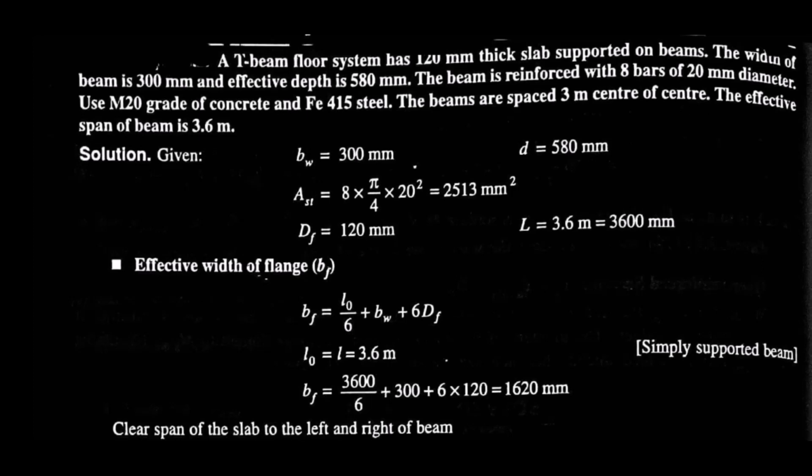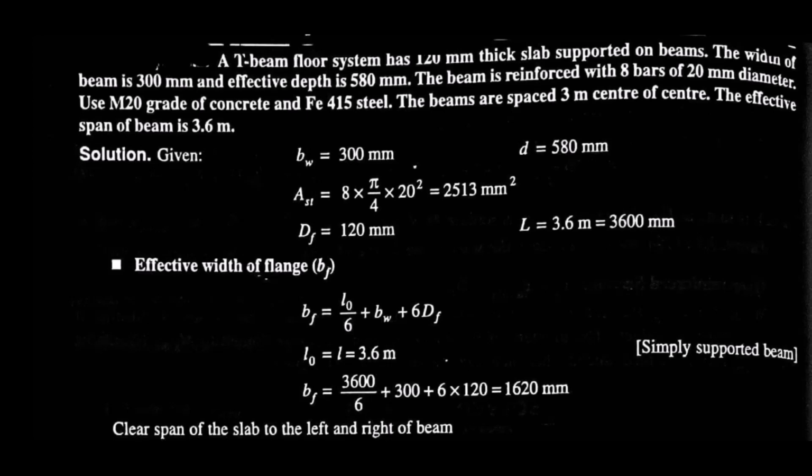System has 120 mm thick slab supported on beams. The width of beam is 300 mm. That means width is given, but effective width of flange is not given here. And effective depth is 580 mm.